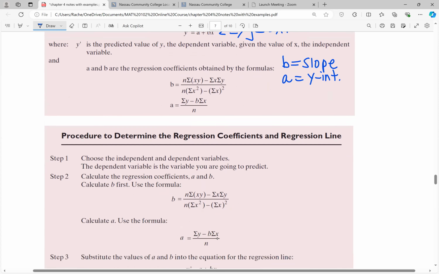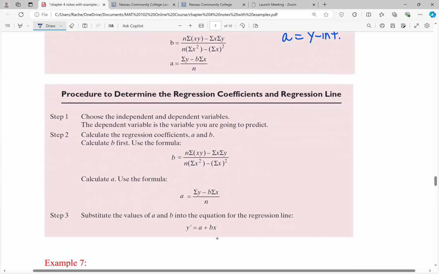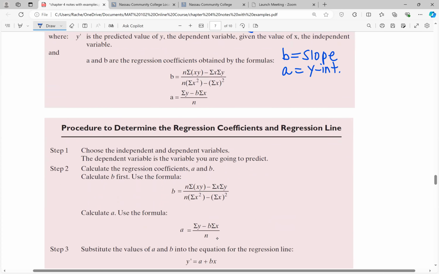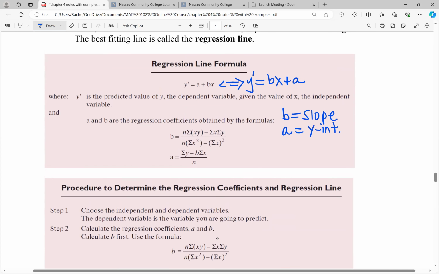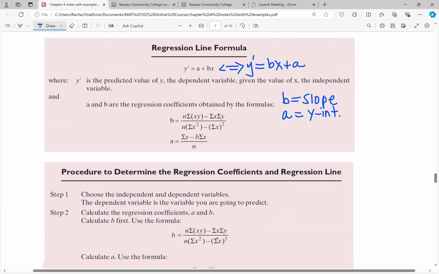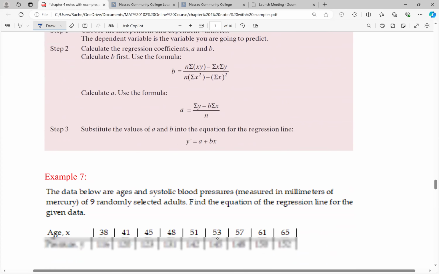So really what's happening here is that we're looking for the equation of the line that's going to best fit our scatter plot. Now, obviously, unless it's a perfect linear correlation, the line is not going to go through every single point in the scatter plot. But we want it to come as close to as many of the points as possible.